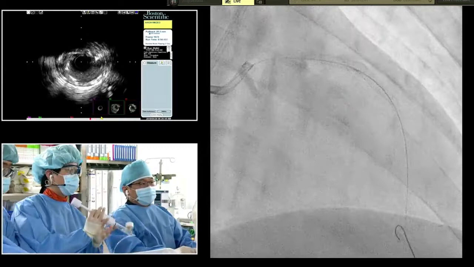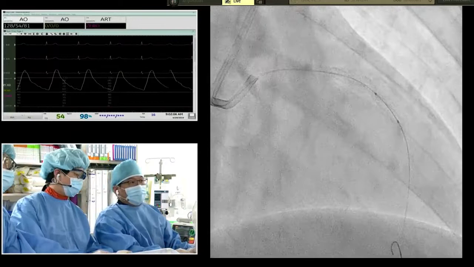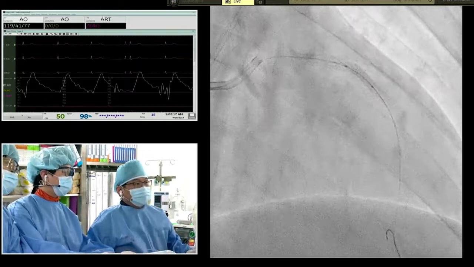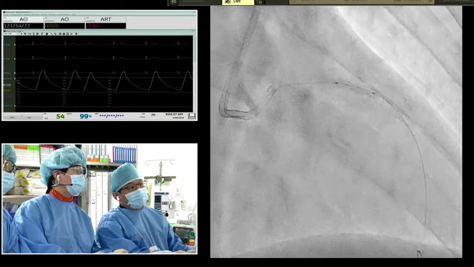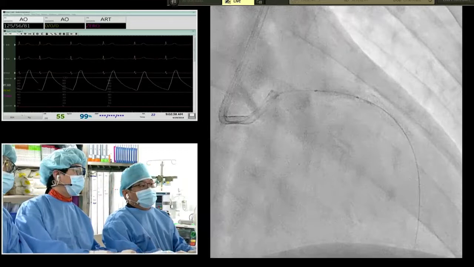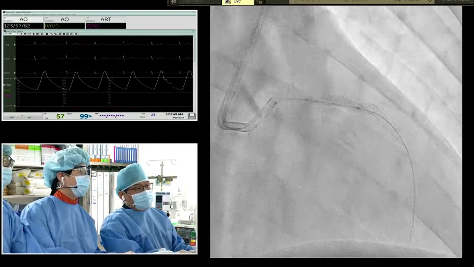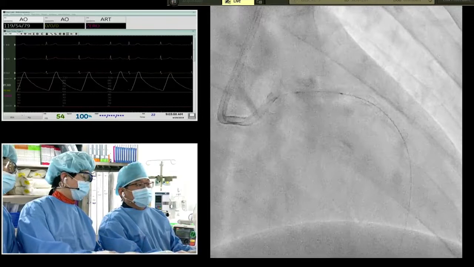This is a 3.0 high pressure balloon. Yep. We already know that this is a reference vessel 3.0. 14, 16. Deflation. 18. Deflation. 20. 18. 24, 24, deflation, 24, 28. 28 is 3.25. Takes a bit of time. Deflation. 20, go ahead. 20. Deflation.